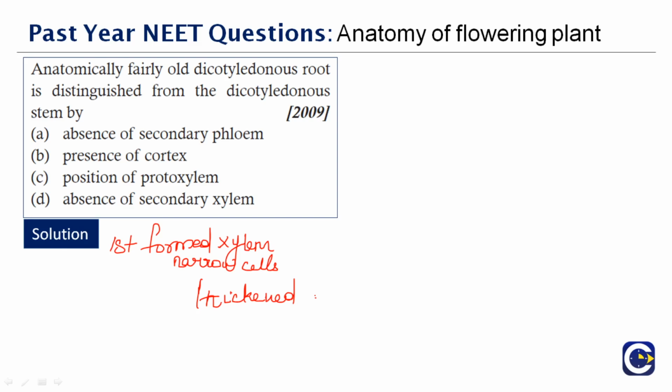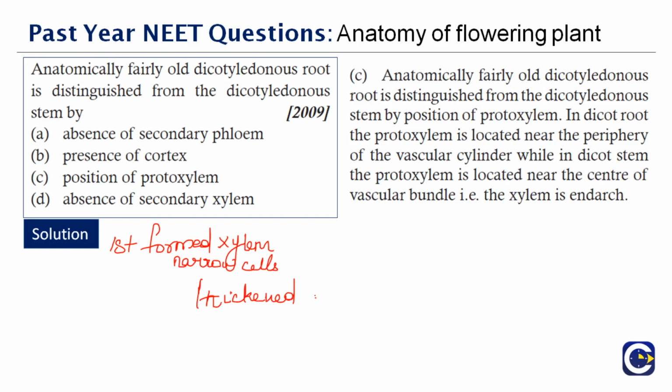Okay, and here you need to understand, in dicot root the protoxylem is located near the periphery of the vascular cylinder, while in dicot stem the protoxylem will be located near the center of the vascular bundle. So here the xylem will be endarch. With the position of the protoxylem, you can identify between both. Therefore the correct answer is option C. Okay, so this is a repeated question. This question was asked in part 3 as well. So I think it's time for you to remember these things.